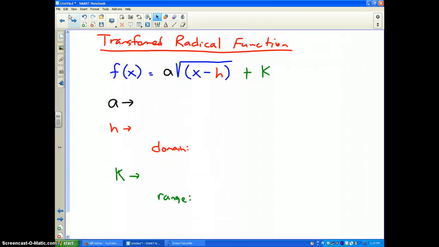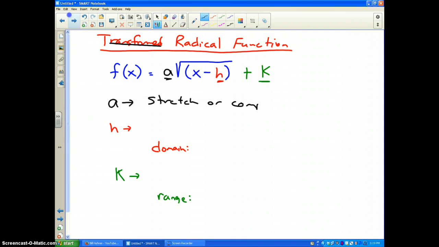All right, well, let's talk about the transformed radical functions. Yes, and here we go again with transformations. Again, everything is color-coded for you. We have our a value, we have our h value, and we have our k value. And they work the same, people. A is a stretch or compress with, again, the same criteria. Stretch is when the absolute value of a is greater than 1, and compress is when the absolute value of a is between 0 and 1.